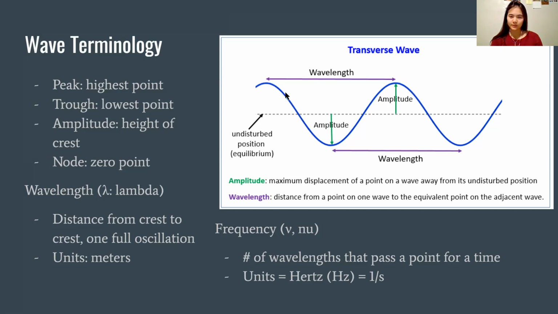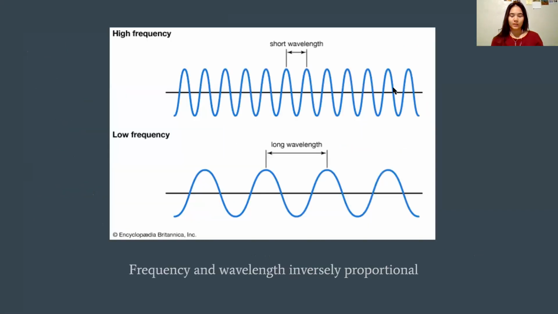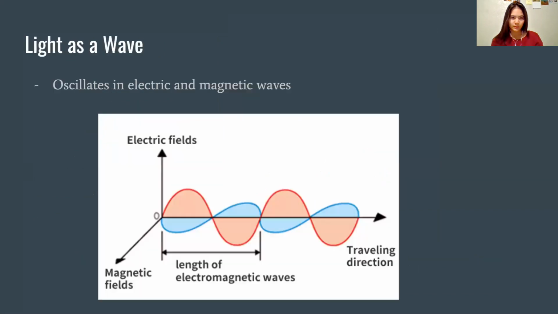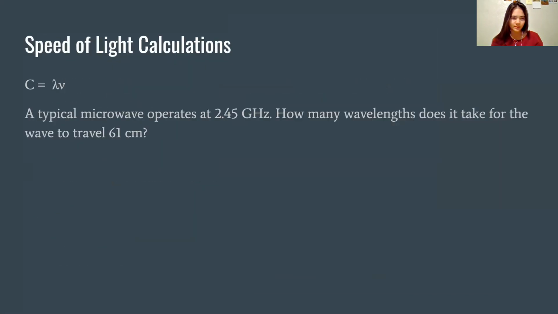It's the number of wavelengths that pass a point for a specific time. Frequency and wavelength are inversely proportional.